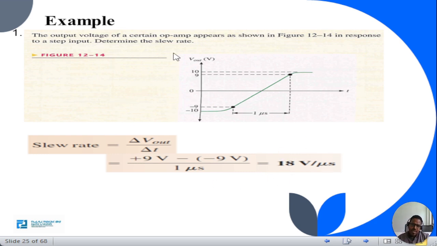That is one parameter of the op-amp. It has other parameters such as thermal drift and supply voltage rejection ratio, so we can refer to the textbook as written there.